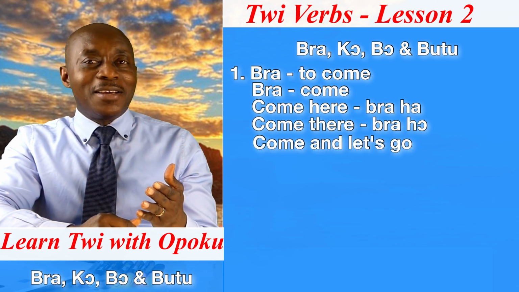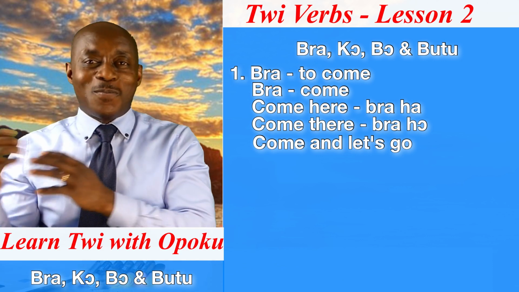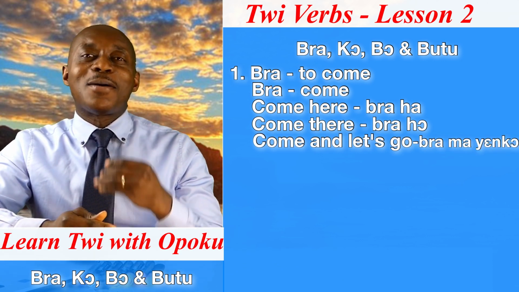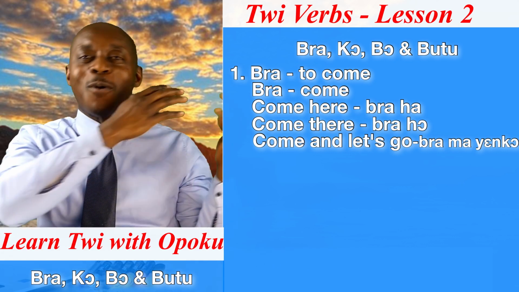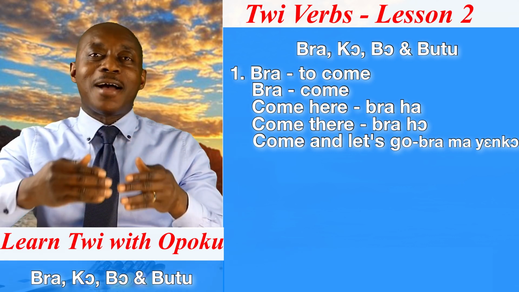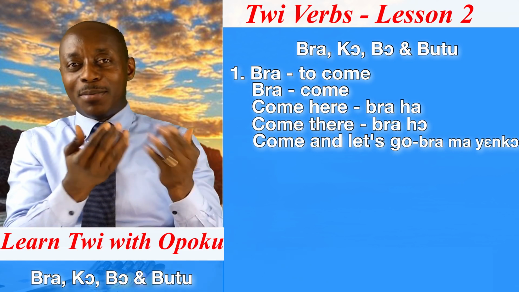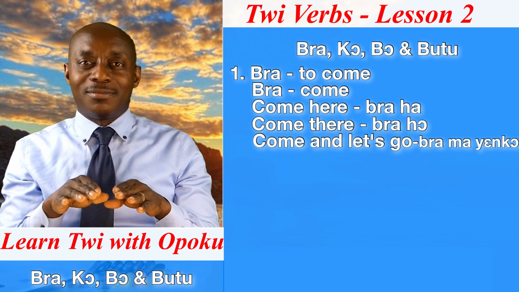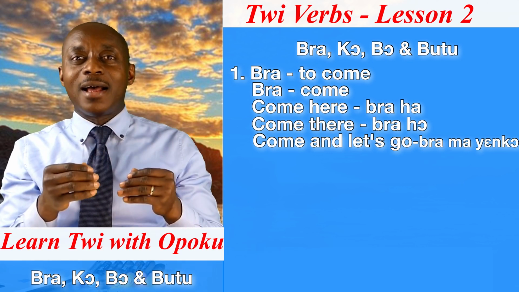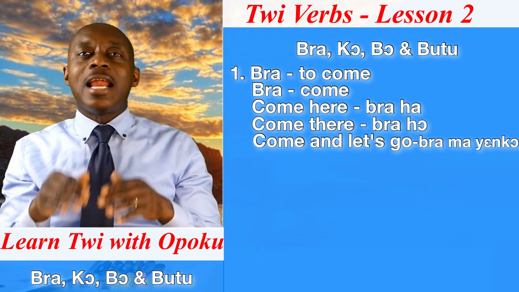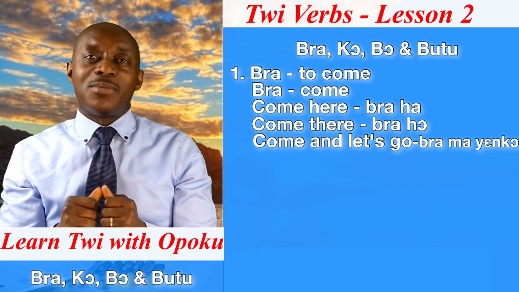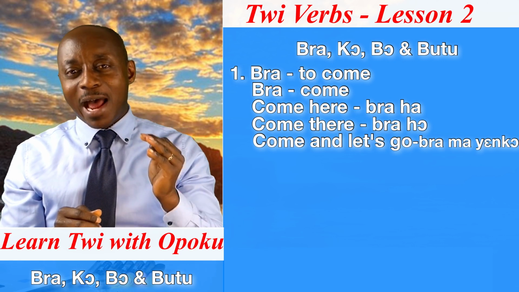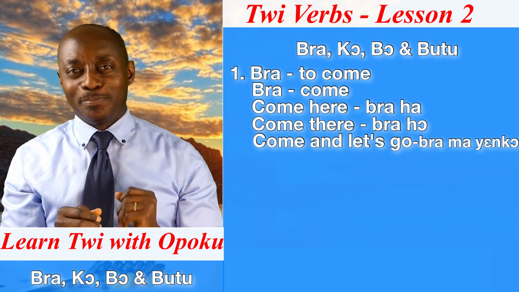How would you say come and let's go? You will say bra yenko. Bra means what? Come. And then ma means what? Let. So bra yenko. Come and let's go. Good. So that is bra. And that is what? To come.